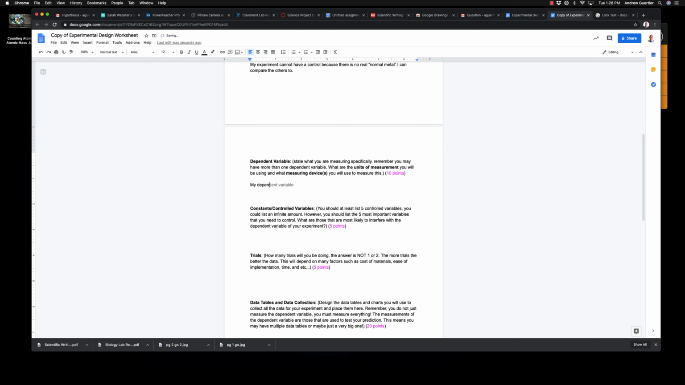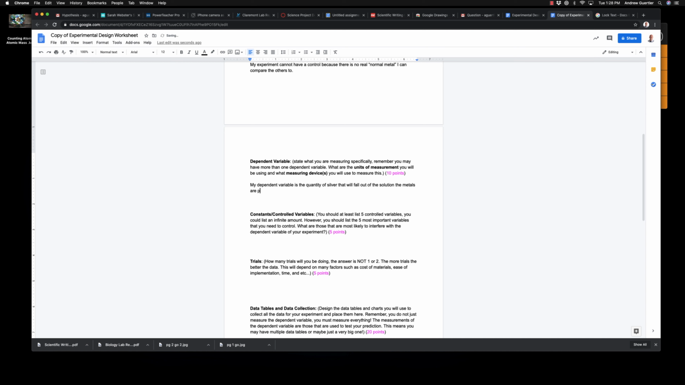My dependent variable is the quantity of silver that will fall out of the solution the metals are placed in. See how specific I am? Now I only have one dependent variable here. You may have multiple dependent variables, so you want to explain what each one is. And it's great to have multiple dependent variables. We can learn more the more dependent variables we have.